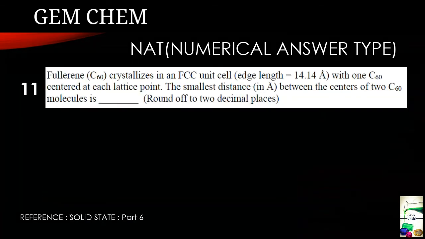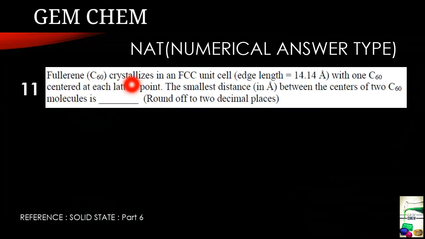Now we will deal with the 11th question, which is based on solid state part 6 video. Fullerene crystallizes in an FCC unit cell. Edge length is given, with one C60 centered at each lattice point. So the smallest distance between the centers of two C60 molecules is what? This is a very easy question.